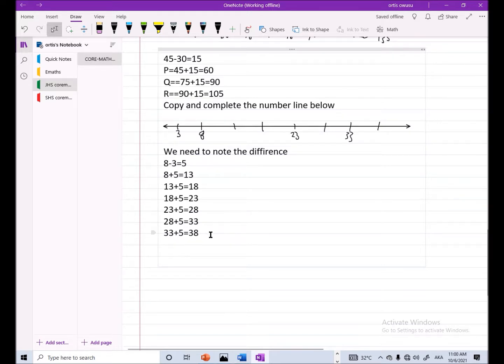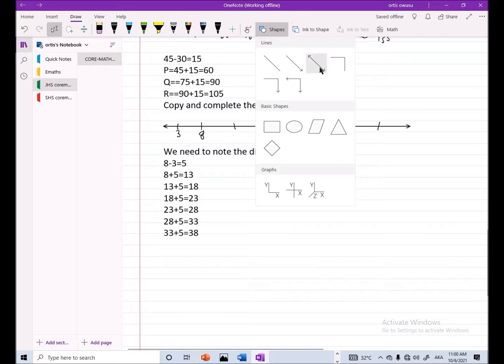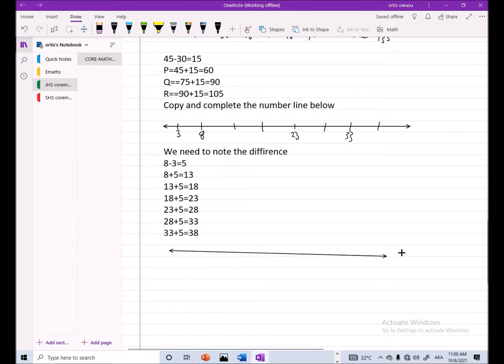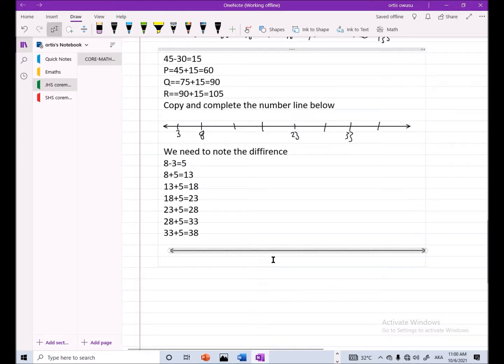So I'll complete my number line. This is how I'm going to complete my number line. So I come in, sorry, let me go to shapes. So I come in and I do this part. Alright, if I'm done with that, then I bring them and arrange them. Alright, so here we go.